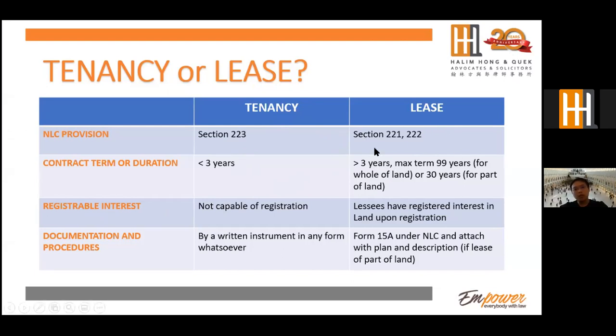So for lease agreement, as you can see, more than 3 years, if you are leasing the whole piece of land, then maximum 99 years. Or if you are leasing part of the land, then the maximum lease term would be 30 years. This is the important part that I said, registrable interest. Tenancy is not capable of registration, and lease you must.